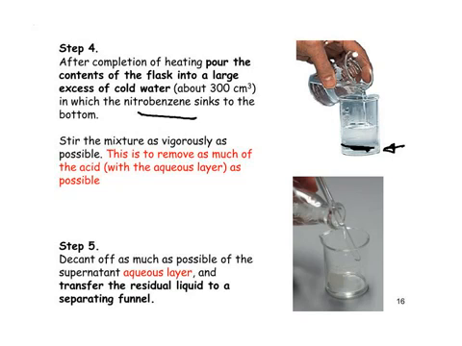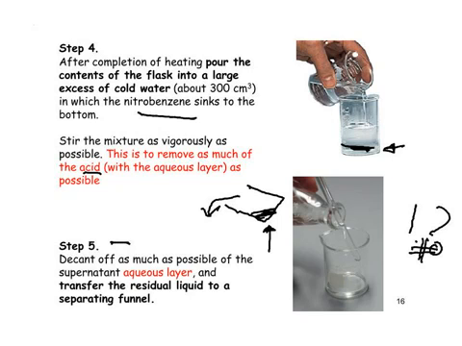You stir the mixture as vigorously as possible. Why? Well, this is to remove as much of the acid. The acid will be much more soluble in the water than it will be in the product. Next, step 5, you decant. You're just simply turning the beaker on its side and pouring off as much of the top layer as possible, making sure you don't lose any of the lower layer where your product is contained. And transfer the residual, what's left, in other words, this stuff at the bottom, into a separating funnel. So what's at the bottom of the beaker then will be transferred into a separating funnel.